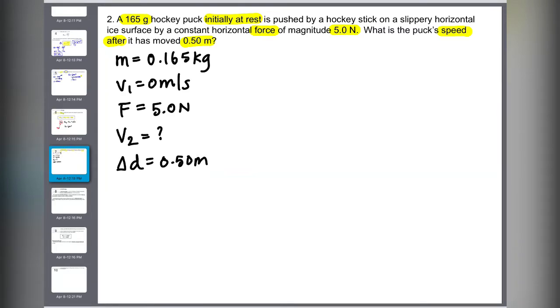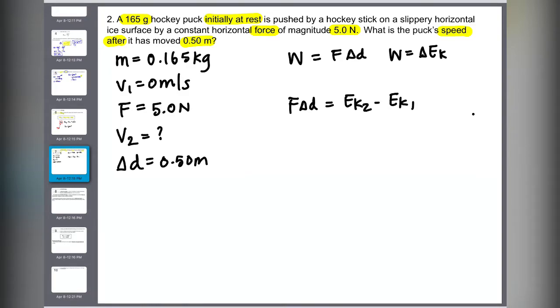I have mass, there's force involved, so we can use work is force times displacement. But I also know that work is change in kinetic energy. And these are the two that we're going to be putting together. So F delta D is going to equal the change in kinetic energy, meaning the final kinetic energy minus the initial kinetic energy. So force is 5, displacement is 0.5.